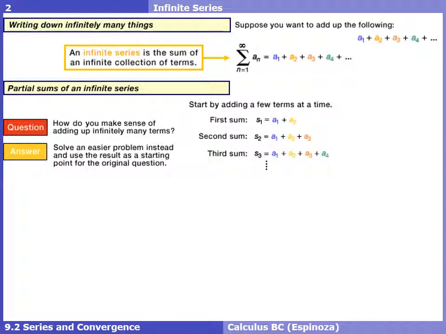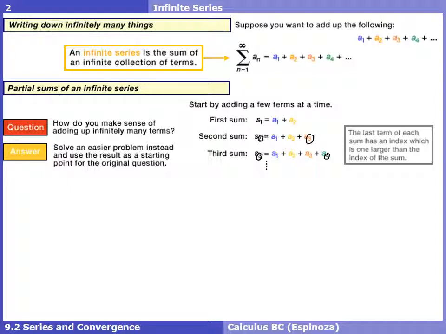If we wanted to look at the third sum, you can kind of see the pattern. We would take S2, which would be this piece, and add to it the next term over, which would be A4. So S3, which is the third sum, would be the first three terms plus the next term over. Ultimately, we can generalize this. Here we have a 4, here we have a 3, here we have a 3, here we have a 2, here we have a 2, here we have a 1.